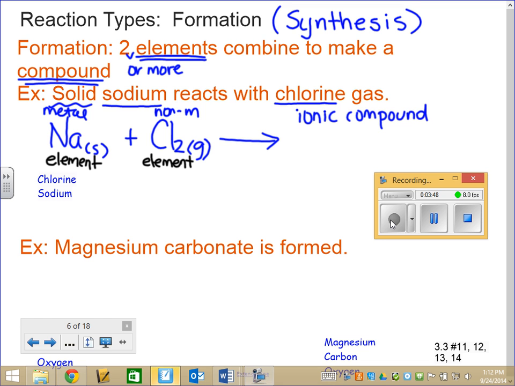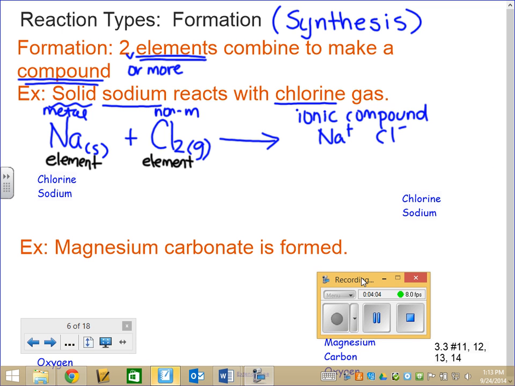And so I ask myself, what would this ionic compound look like? Well, it must be the result of sodium and chloride ions coming together. Anytime I think about an ionic compound, I think about the charges. Sodium is +1, chlorine is -1. So when I swap and drop, what do I get? NaCl.